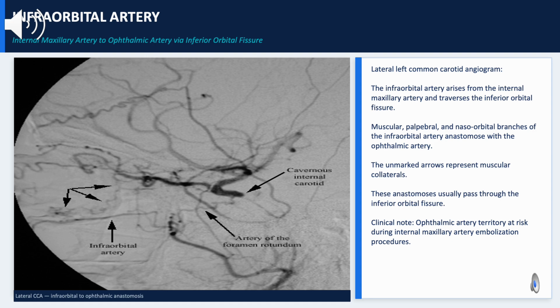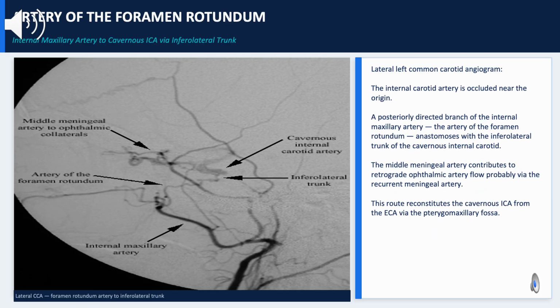same pterygomaxillary segment. Provocative testing with short-acting anesthetics before particle embolization of any internal maxillary branch is essential when this connection is identified. The artery of the foramen rotundum is a deep branch of the third portion of the internal maxillary artery that courses posteriorly through the foramen rotundum or the superior orbital fissure to anastomose with the inferolateral trunk of the cavernous ICA. In this case, the ICA is occluded near the origin, and the foramen rotundum artery is the primary reconstitution pathway. The middle meningeal artery also contributes retrograde ophthalmic flow via its recurrent meningeal branch.